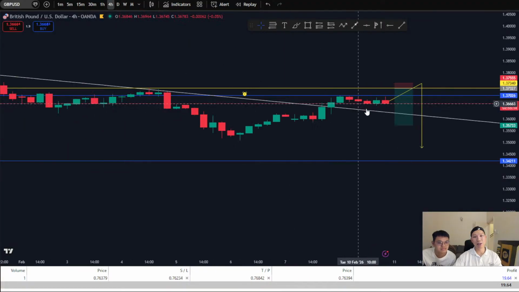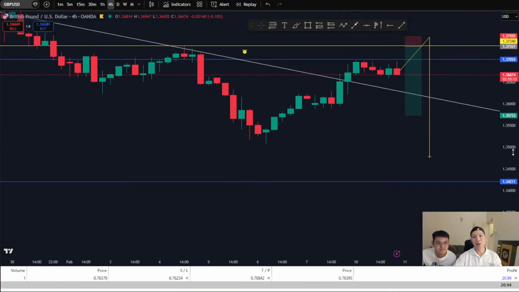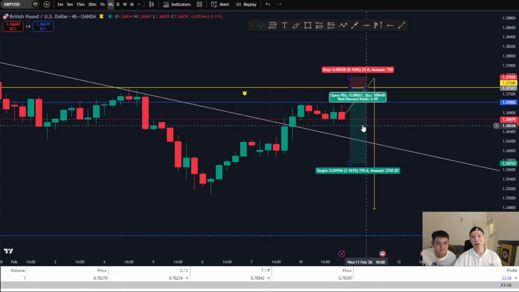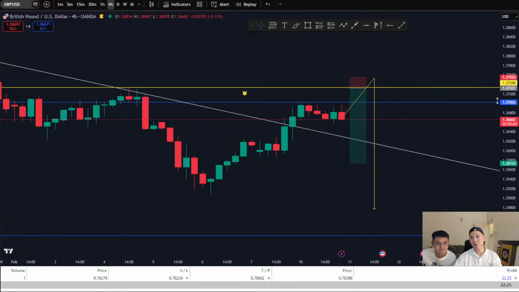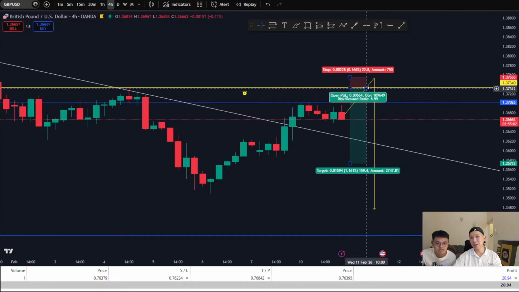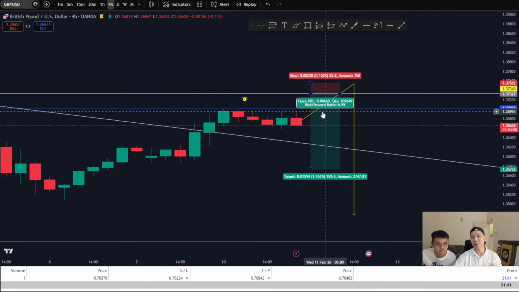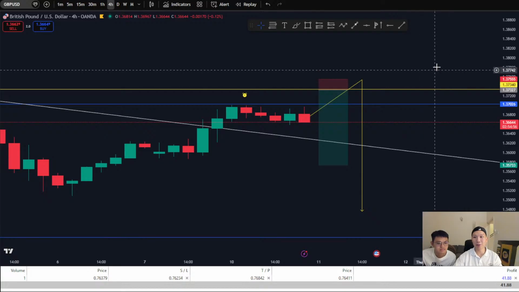So what I do is that I think if the market really went from the current price, which is $1.36, and then traveled all the way to hit $1.37, it will have a pullback, and I'm going to ride the pullback. This is my hypothesis anyway.